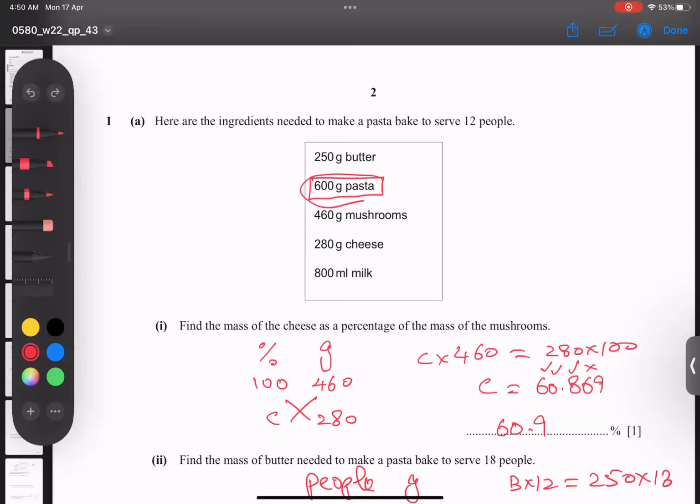Look at it, 600 grams. Among all these, we take the highest quantity used. We leave the milk because it is in liters, not grams. So our number of people depends upon the ingredient used most, which is 600 grams of pasta. So let's start.